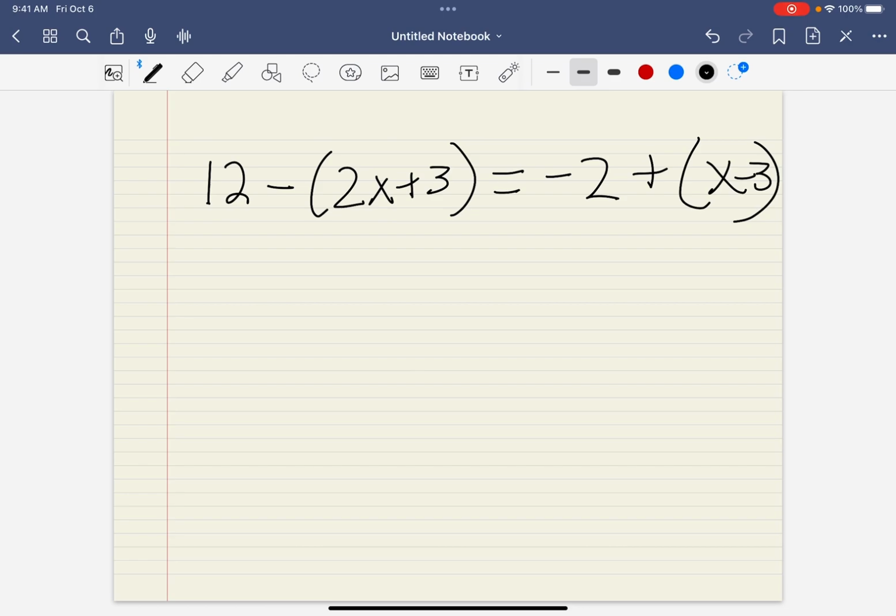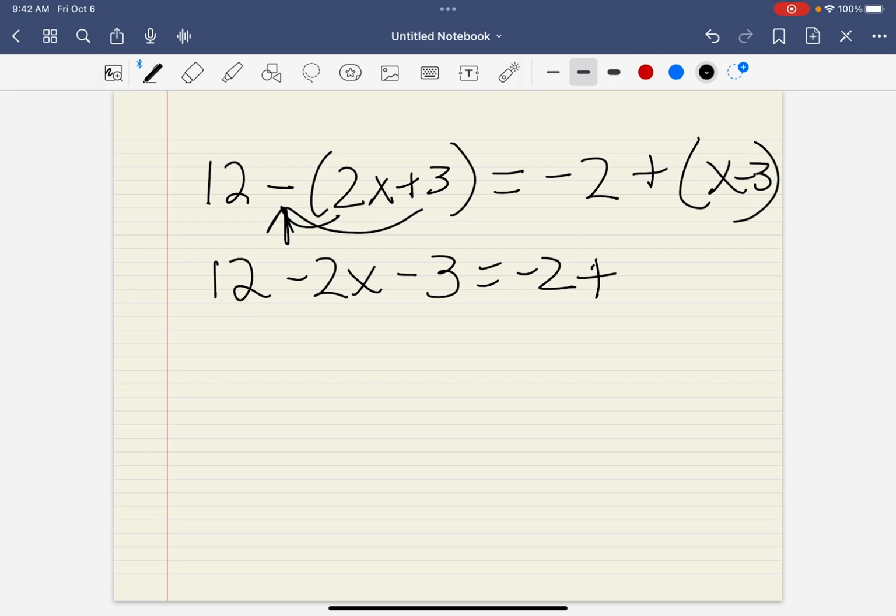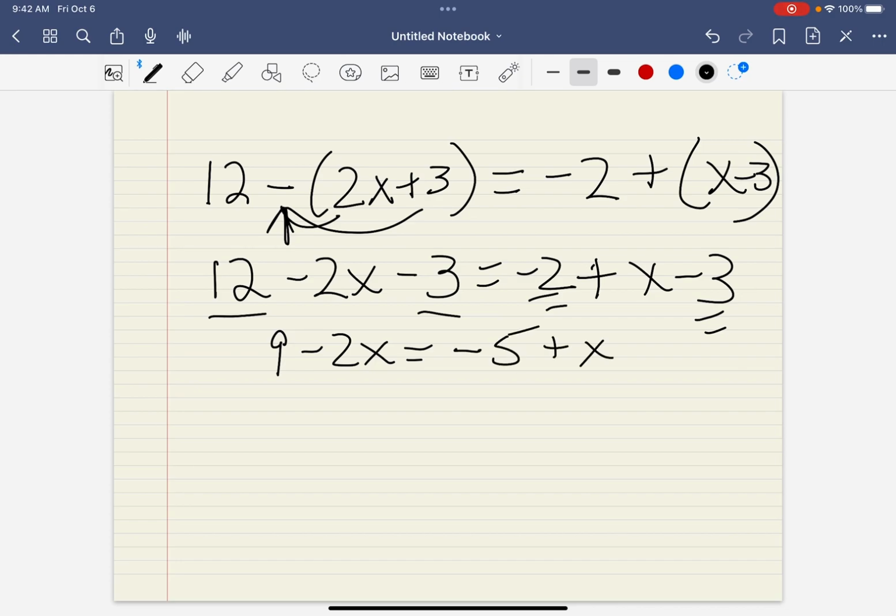This negative right here gets distributed, so that means it's going to change the signs of both of those, right? So this will become 12 minus 2x and minus 3. And if it's a positive in front of a parentheses, it doesn't change anything. It just comes out of the parentheses the way it is. Okay, now over here we have 12 minus 3, and over here we have minus 2 minus 3. So 12 minus 3 gives us 9 minus 2x equals, minus 2 and minus 3 is minus 5. They're both negatives. Remember, you add and keep the sign.